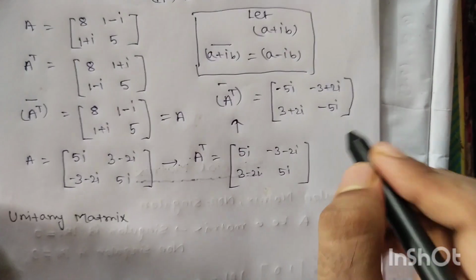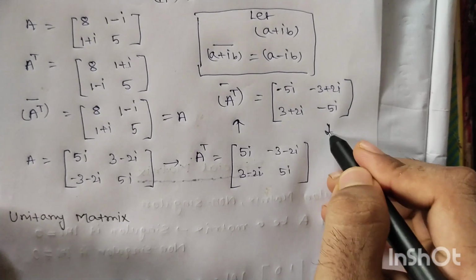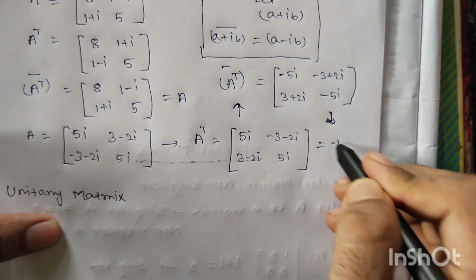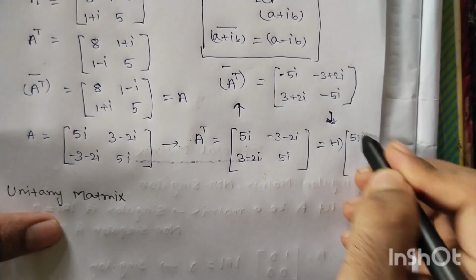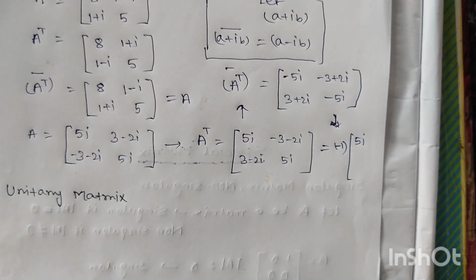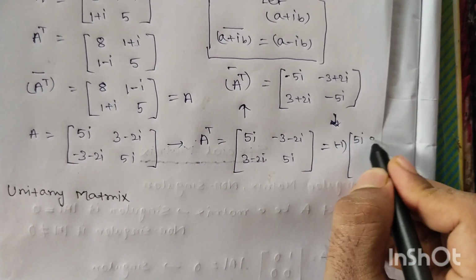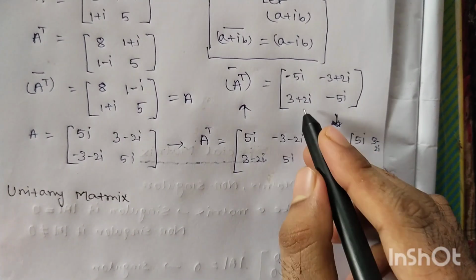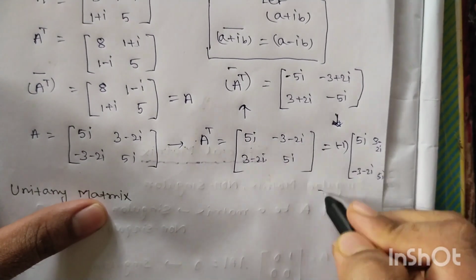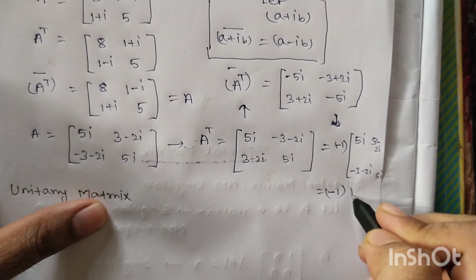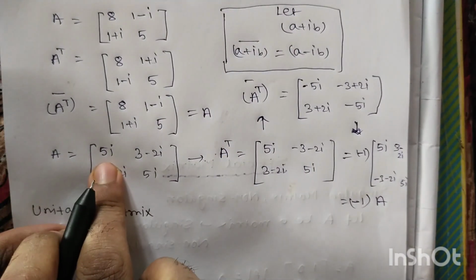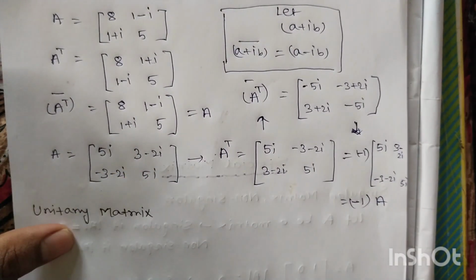Okay, then after that I write here, from here to here, take a common negative. What will be the value? 5i. After taking a negative common from this complex number, this should be 3 minus 2i. Okay, and from here minus 3 minus 2i, and here 5i remaining. So observe that minus 1 times this is equal to the given matrix A. So this matrix is an example of a skew Hermitian matrix.